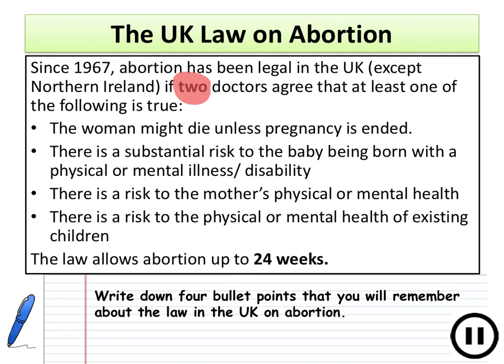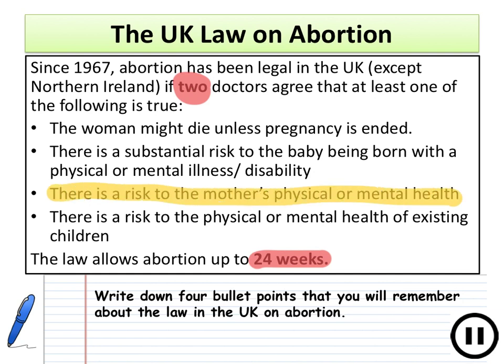The law allows abortion up to 24 weeks in the UK. If you remember, that is the point of viability. The majority of abortions in the UK take place due to this condition here. There's a risk to the mother's physical or mental health, and specifically, the mental health of the mother is the reason why many doctors allow abortion to take place.